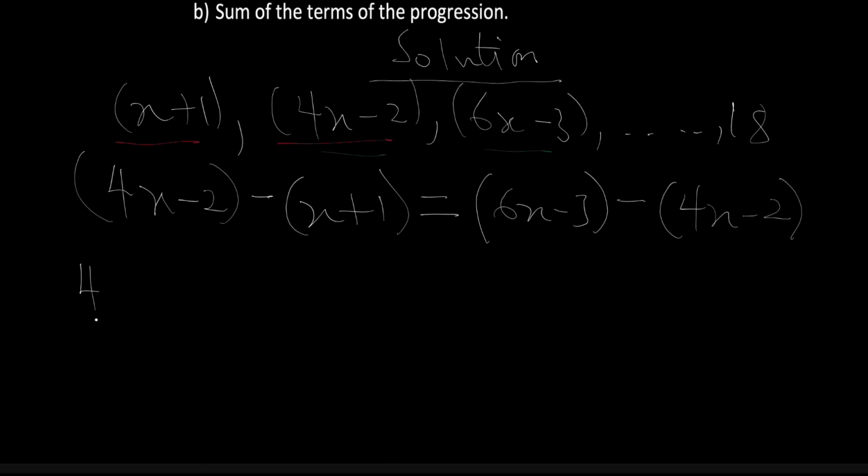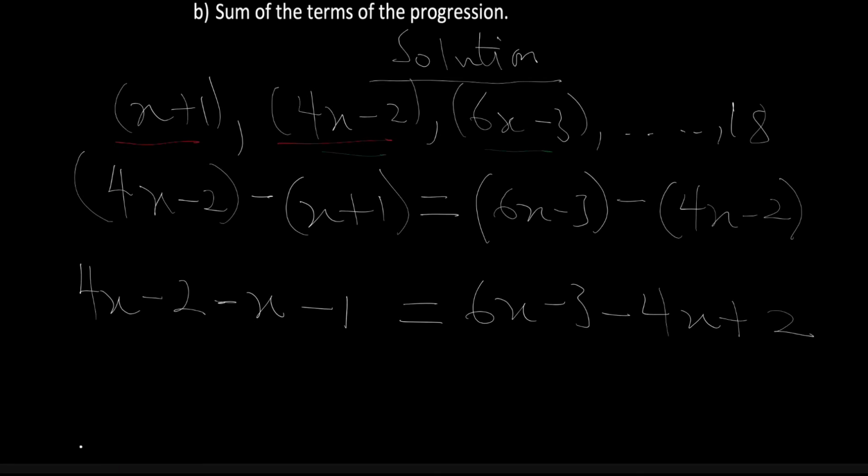So we have 4x minus 2. Then negative 1 times x is negative x. And negative 1 times positive 1 is negative 1, because negative times positive is negative. It's equal to 6x minus 3 minus 4x. Negative times negative is positive, so plus 2. Now we group like terms on the left hand side. So we have 4x minus x minus 2 minus 1.